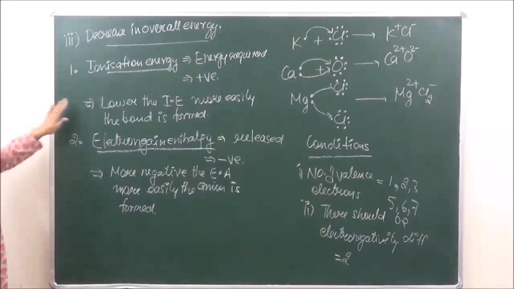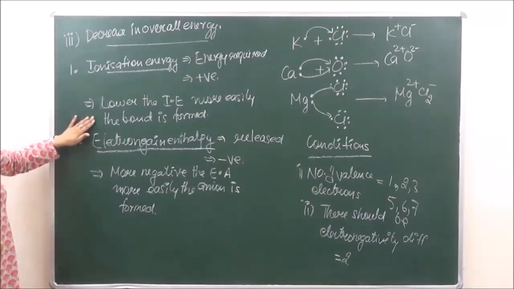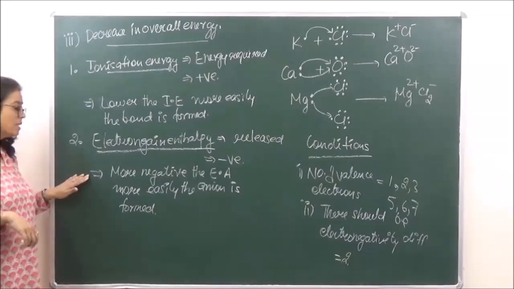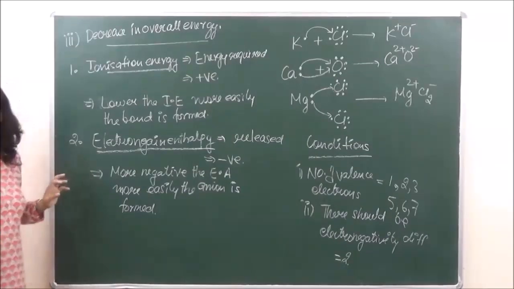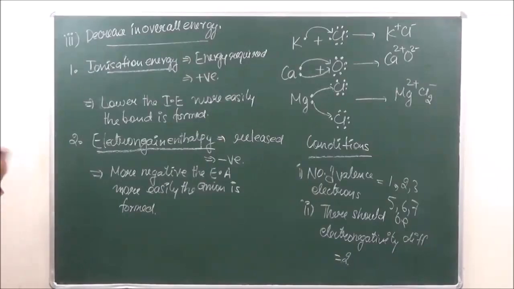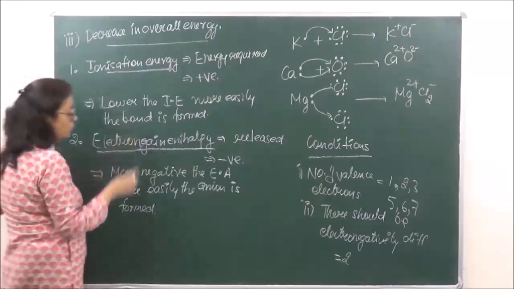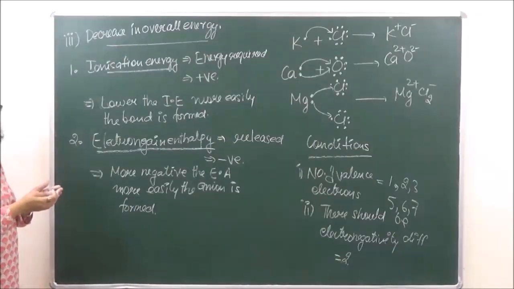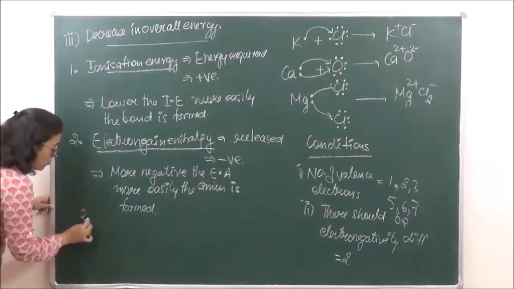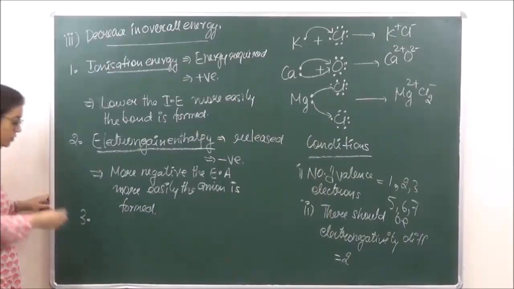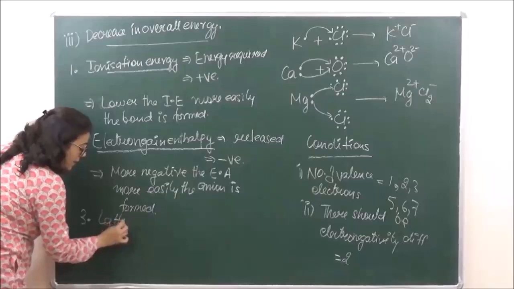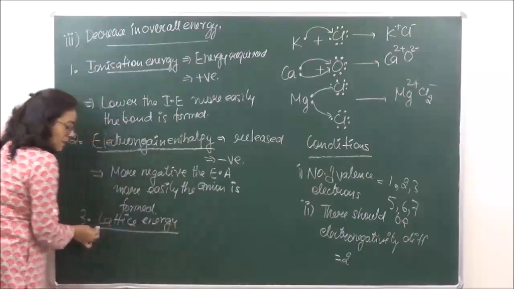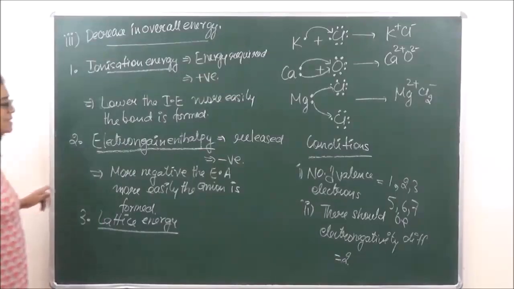Okay, so we are saying the lower the ionization energy, the more easily the cation is formed. The higher the electron affinity, the more easily the anion is formed. Now in addition to this, we have a cation over here and an anion over here, and both have to come together to form the bond, right? Now in order to form this bond, there is another kind of energy which we require, that is the lattice energy. What is lattice energy?